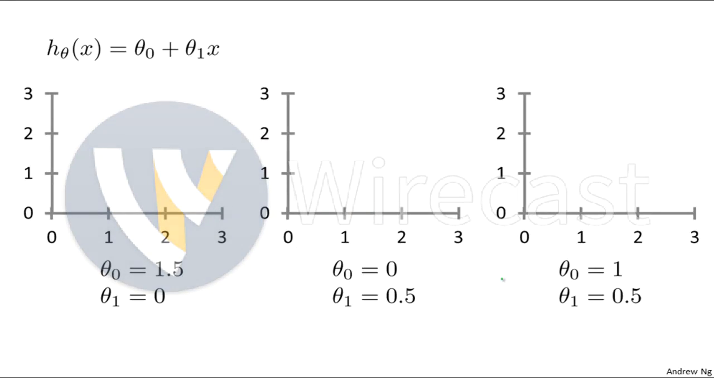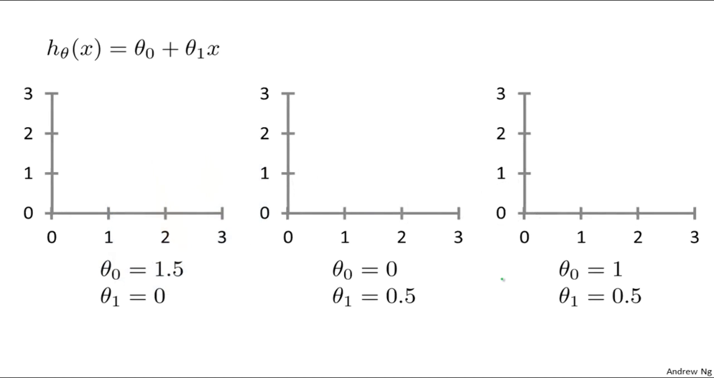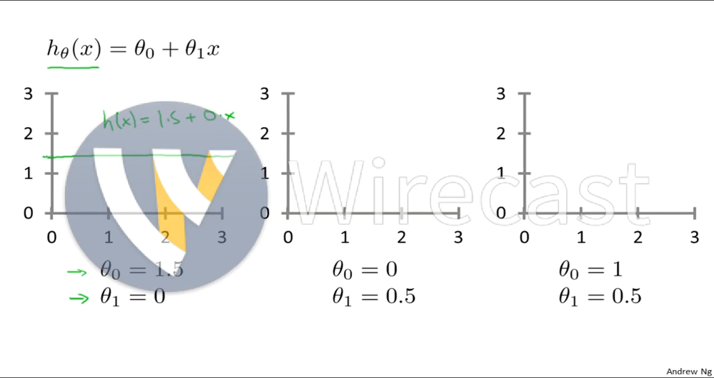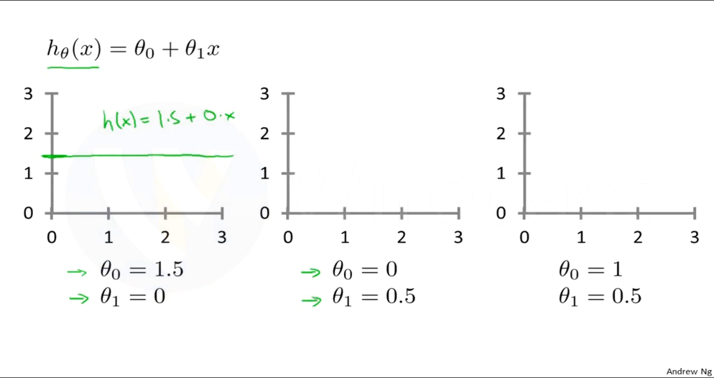With different choices of the parameters theta 0 and theta 1, we get different hypothesis functions. I know some of you will probably be already familiar with what I'm going to do on this slide, but just to review, here are a few examples. If theta 0 is 1.5 and theta 1 is 0, then the hypothesis function will look like this, because your hypothesis function will be h of x equals 1.5 plus 0 times x, which is this constant valued function that's just flat at 1.5. If theta 0 equals 0, theta 1 equals 0.5, then the hypothesis will look like this.